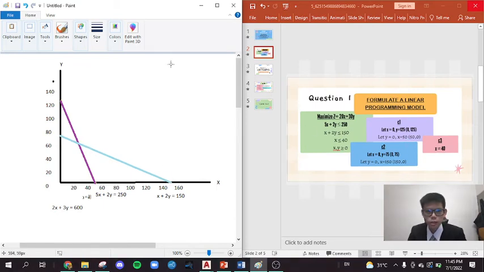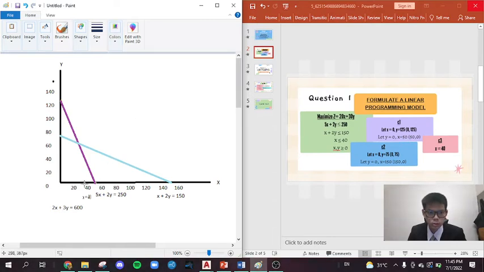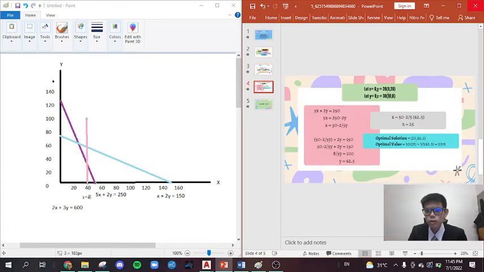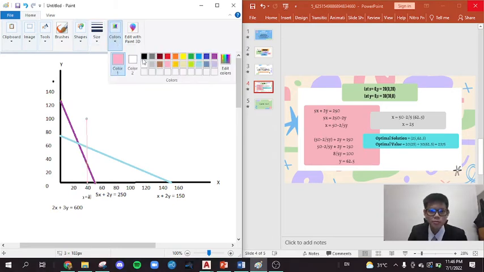Okay, so the third one is x equal to 40, and y is nothing, so we just draw a straight line here. So as you can see, this is our graph, and the objective function is 20 and x, y is 20 and x is 30. So here we use the dotted, okay, don't have dotted, it's okay.